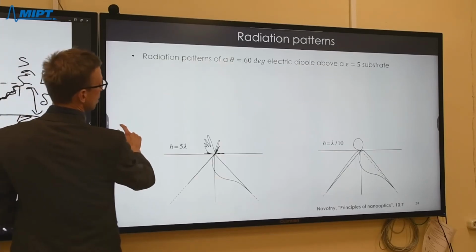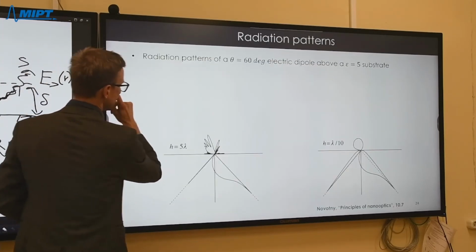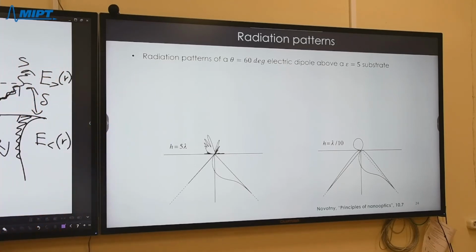Now I want to discuss with you the different possibilities that can be realized with dielectric substrates, and what the radiation patterns actually look like when we're dealing with dipole emission close to a dielectric substrate. These two pictures, taken from Principles of Nano-Optics by Novotny, visualize the radiation pattern of a point electric dipole oriented at 60 degrees to the interface, placed at different distances above a dielectric substrate.